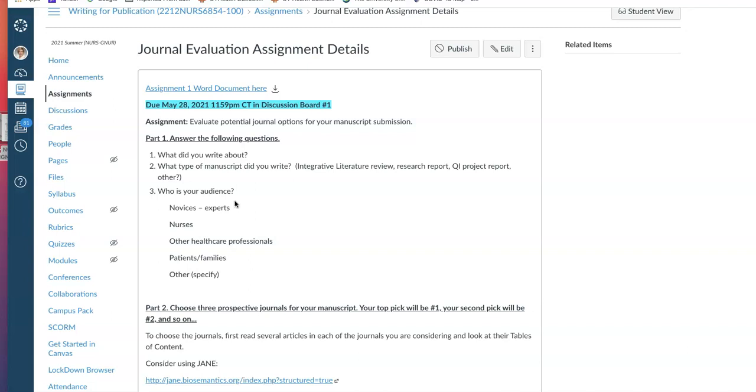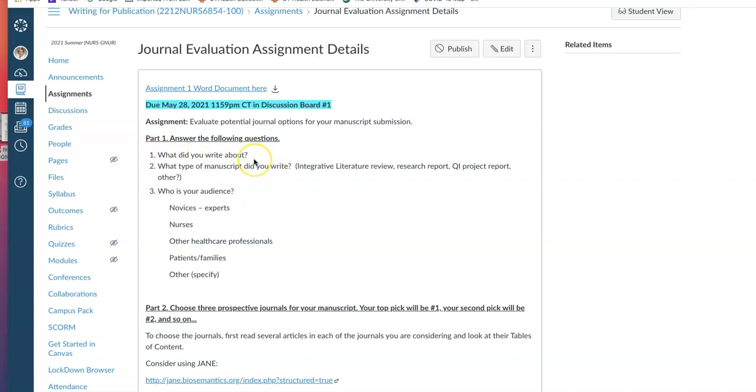You could also do a research report, which of course would be different. And then a QI project report is something that the DMP typically does do, and what you will be publishing a lot once you graduate and you're working as a DMP.